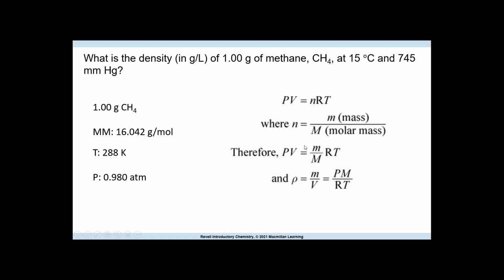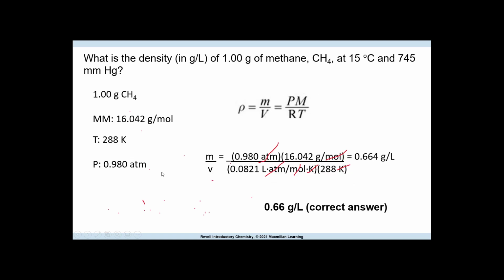Now, if we move this around, it's asking for density. And what is density? Density is mass over volume. We have a V and we have an M. So if we move this around where we isolate the m and the V, and then we have the P, we have the molar mass, which is capital M, we have the R and the T. But if we look at that, that is density. So by plugging in everything that we have, we can determine the density.